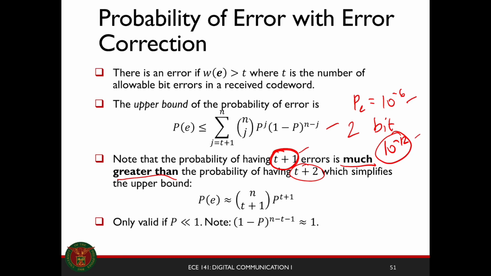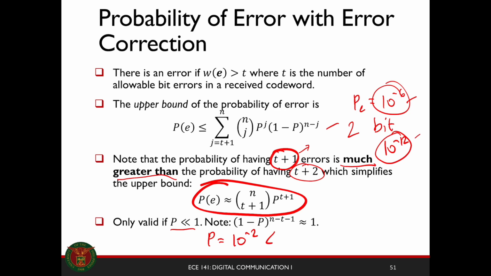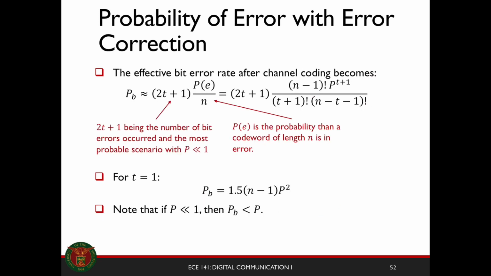Because if you have t plus 1 errors, then the code will not be able to correct that. So the probability of error becomes equal to this. And this is only valid if the probability of bit error is much less than 1. So 10 to the minus 6 is very much less than 1. Rule of thumb, 10 to the minus 2 is already much less than 1. So this term right here simplifies to 1. Okay, so the effective bit error rate after channel coding becomes this equation.